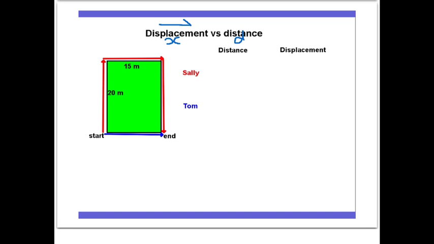So here is Sally in the red and Tom in the blue, and they're having a race around the block. Tom's on crutches, I think, so he goes this way. Sally runs all the way around here. So you can see that Sally has covered a greater distance than Tom. She's run 20 plus 15 plus 20 again. She's run 55 metres. So the distance that Sally's covered is 55 metres. Tom on his crutches has only gone 15 metres.